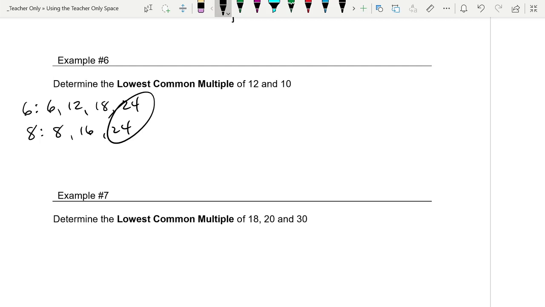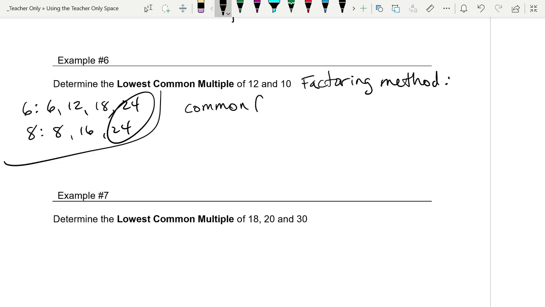So that's kind of a primitive method. We can do better. We can use factors. So here's how it works. By the factoring method, so just put that aside. The factoring method works like this. Take common factors and then multiply by unique factors. And here's what I mean by that. 12, if we factor treed that, would be 2 squared times 3, right?